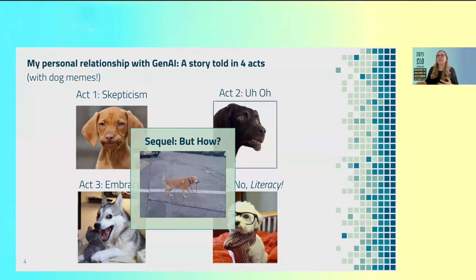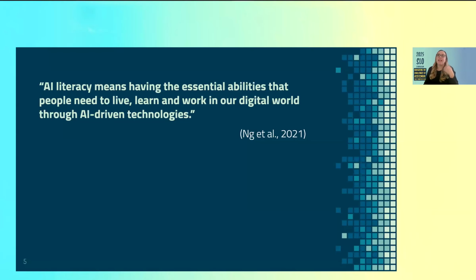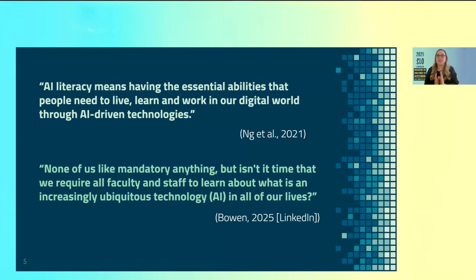And so I have this guiding... Oh, let me just briefly share that AI literacy, as we discussed, means having these essential abilities that people need to live, learn, and work in our digital world through AI driven technologies. You've heard that already. But a slightly hotter take from Jose Antonio Bowen is that he thinks AI literacy training should be mandated and required for all faculty. He said this just recently on LinkedIn, a couple weeks ago.